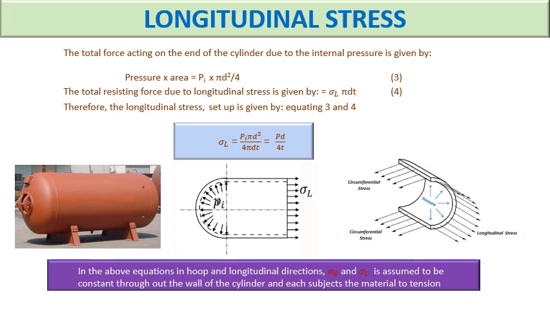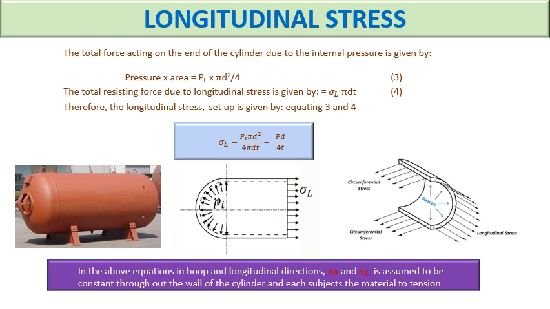If you consider the same cylinder, and if you cut a cross section perpendicular to the longitudinal direction, we can see that the inside pressure is trying to enlarge the length of the cylinder. So if we write the force balance, the force is nothing but pressure into area. So Pi is the inside pressure, and the area is given by pi d square by 4.